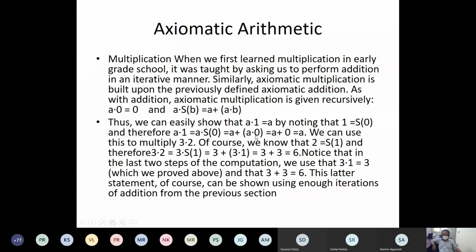We can use this to multiply 3 into 2. Of course, we know that 2 is S1 and so on. Therefore, 3 dot 2 is equal to 3 dot S1, which is equal to 3 plus 3 dot 1, and that is 3 plus 3 equal to 6. This latter statement, of course, can be shown using enough iteration of addition. All right. So we can see that multiplication is also possible.